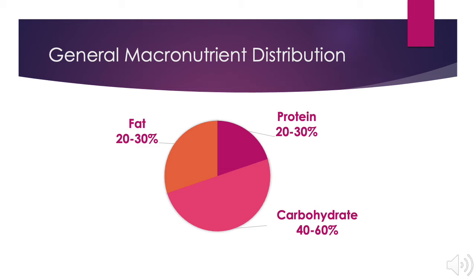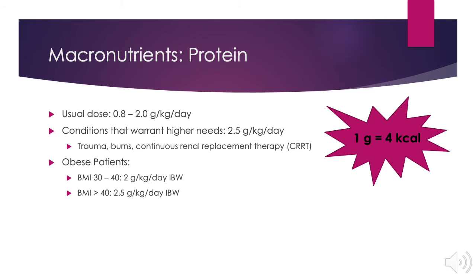This pie chart shows the general macronutrient distribution ranges for adult patients. Depending on the comorbidities and medical history, TPN formulas are usually adjusted and customized based on the needs of patients. We will now review macronutrients individually.